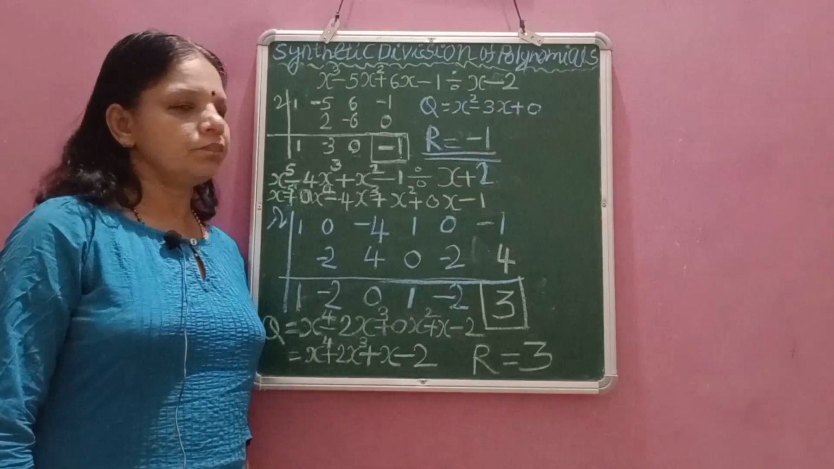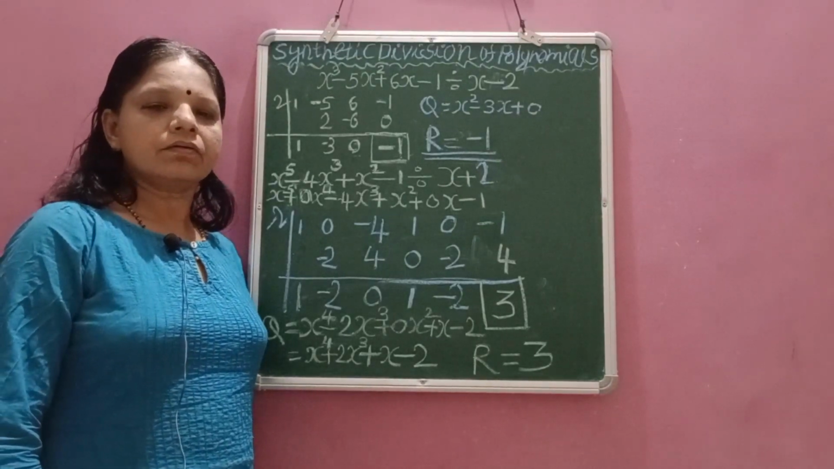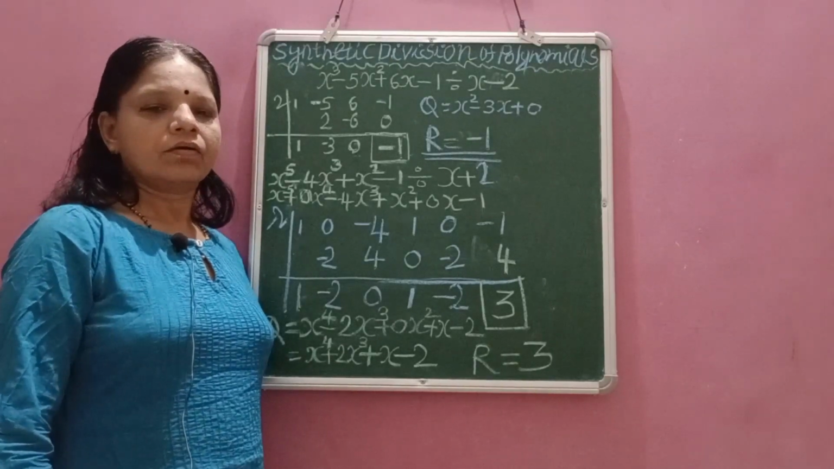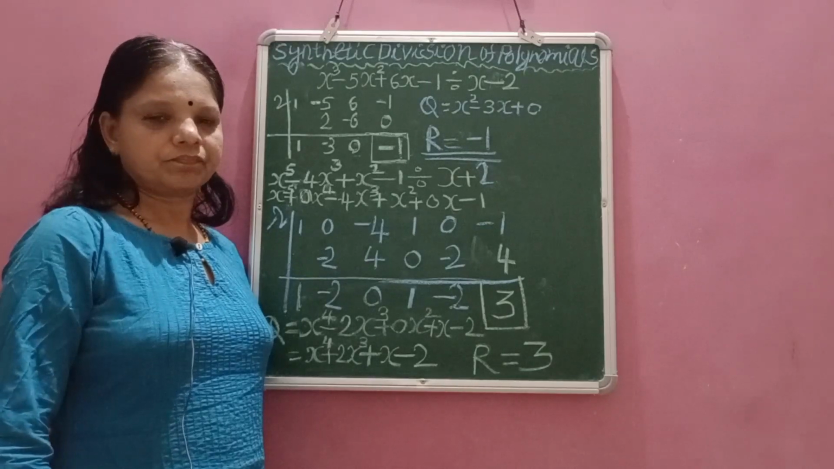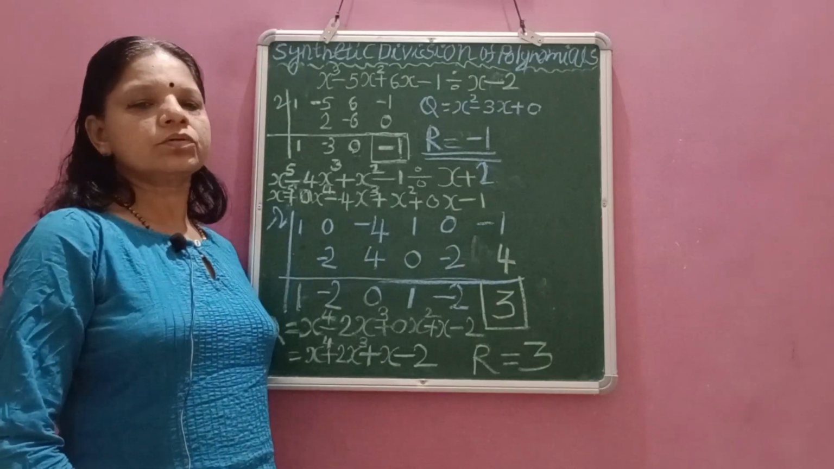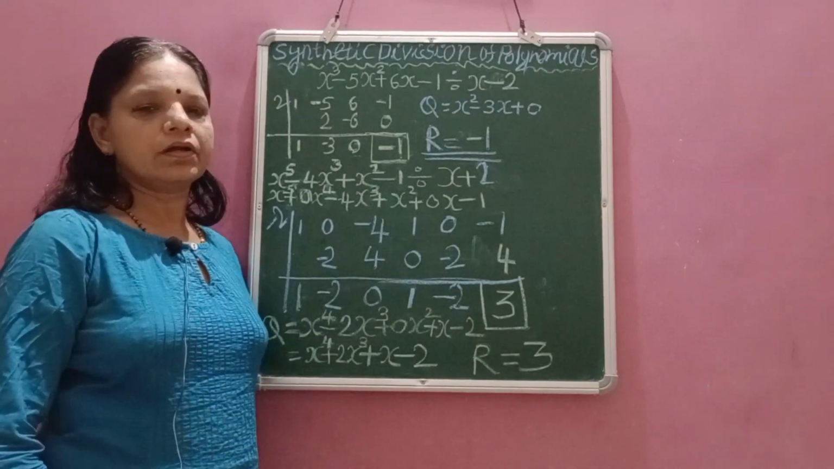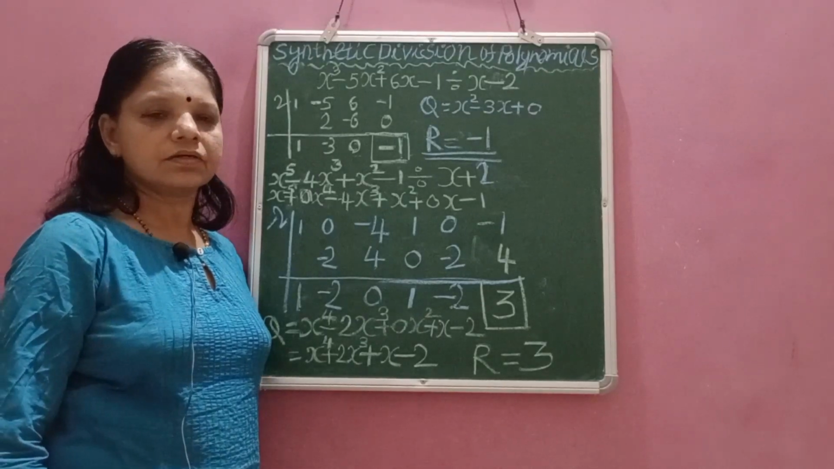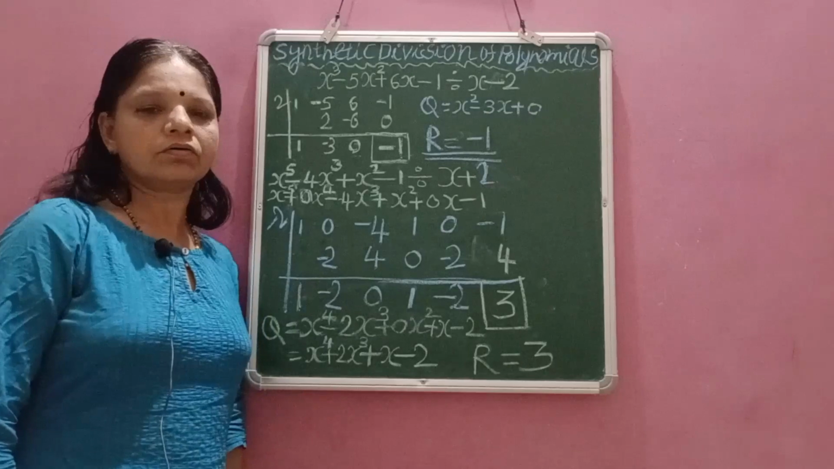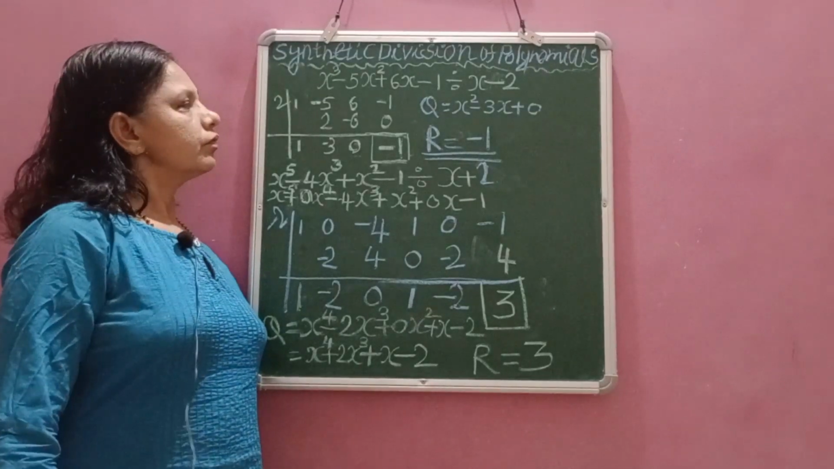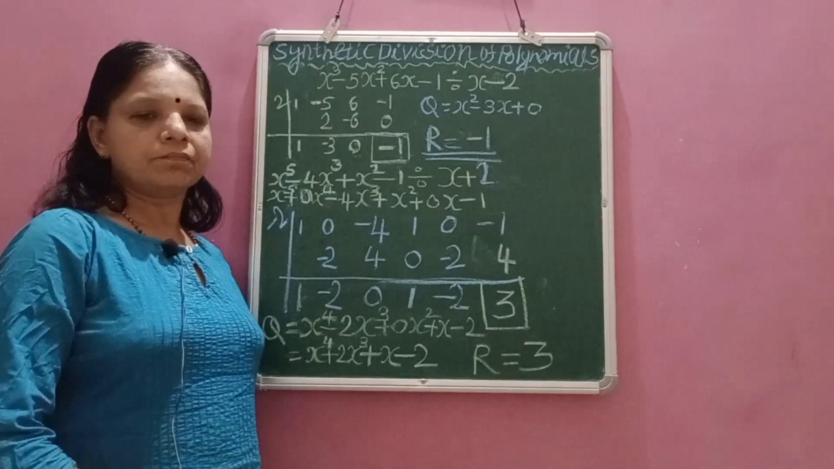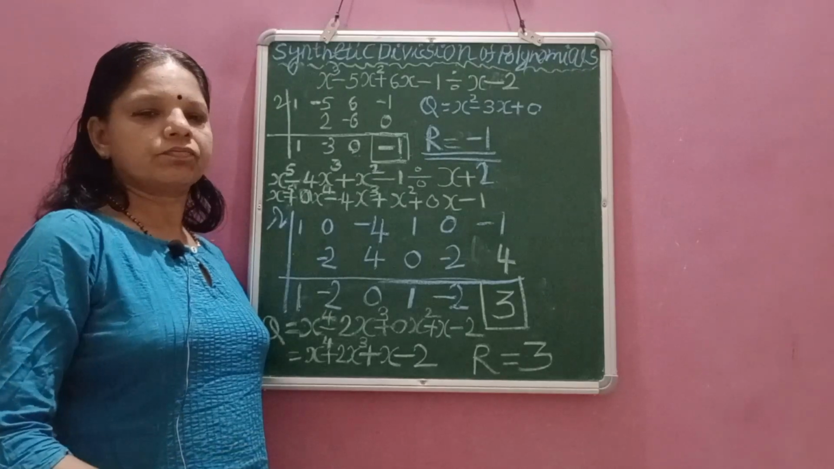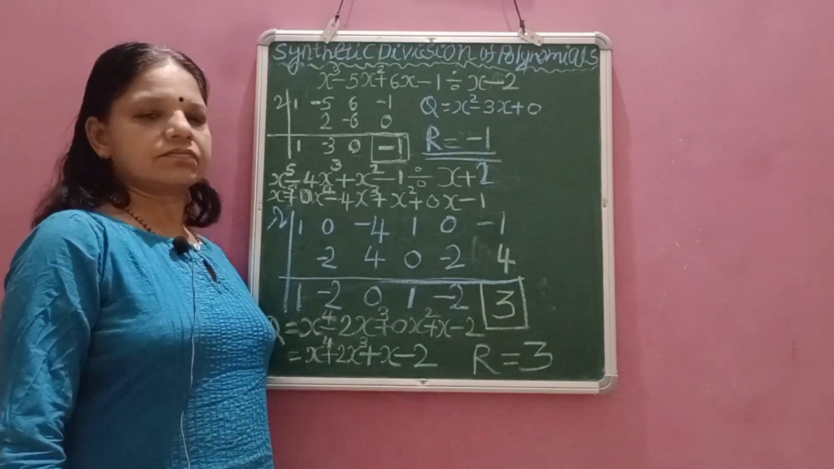The divisor should be a linear binomial in the form of x plus a or x minus a. Then only it is possible to divide the polynomial using synthetic division. It is very easy and shortcut method of division. So you have to remember step by step of each process of division. So let us see the examples.